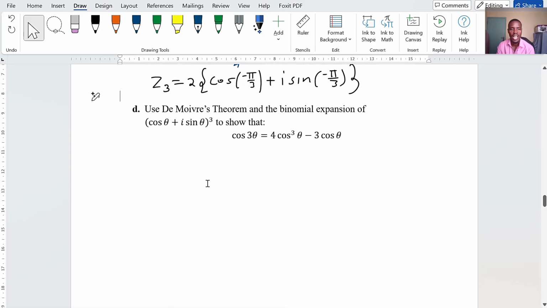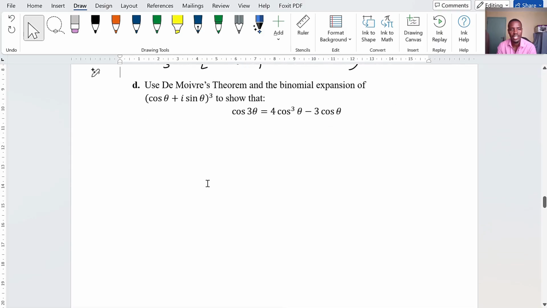Now we need to go to the last question, which is this. Use De Moivre's theorem and binomial expansion to show that cos 3 theta is the same as 4 cos cube theta minus 3 cos theta.